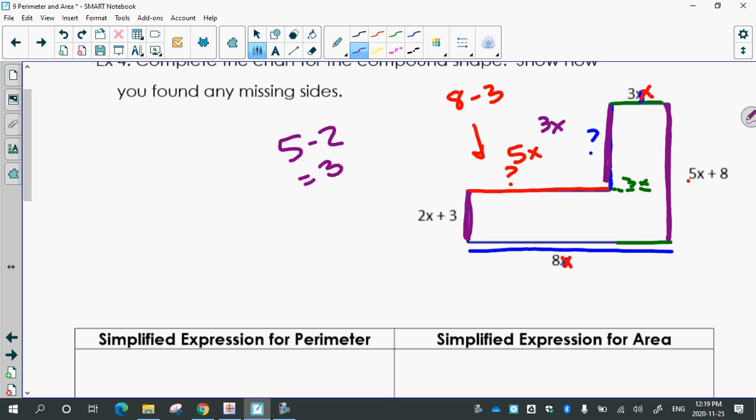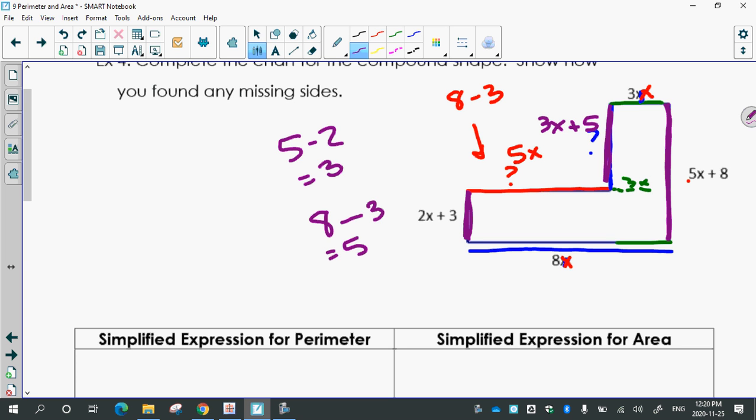Okay? And then I've got 8 ones on the total side, and 3 ones on the one I know. 8 minus 3 is 5. So I need 5 ones to balance out.